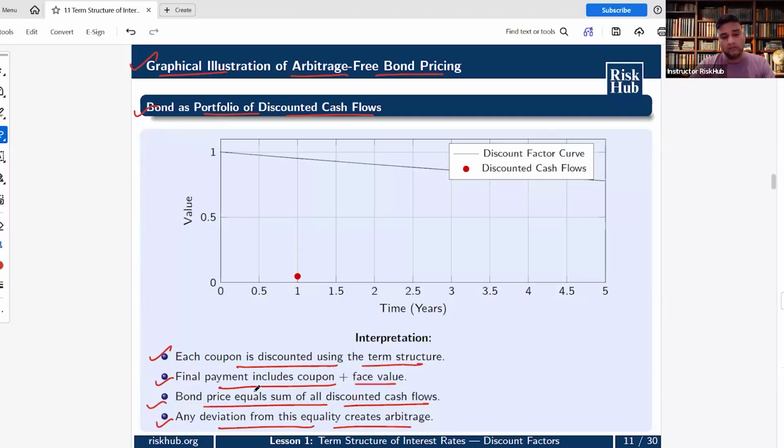So what the bullet means here is that each coupon uses a discount factor for its own date. The last payment is coupon and principal together. Adding the discounted amounts gives the price; any gap between the sum and the traded price is an arbitrage, which is described on slide number 10, given before it. But yes, that you need to understand.